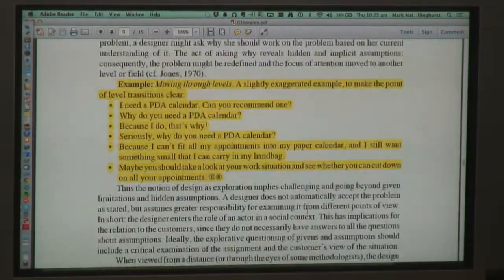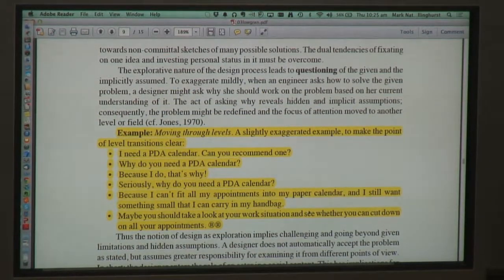paper was this idea of transitioning from focusing on the user's low-level problem to a more general problem understanding. If you look at this little conversation here, one person says, well, I need a PDA calendar, can you recommend one? And the second person says, well, why do you need a PDA calendar? Well, because I do, that's why. Seriously, why do you need a PDA calendar? He says, well, I can't fit all my appointments into a paper calendar and I still want something small I can carry in my handbag.